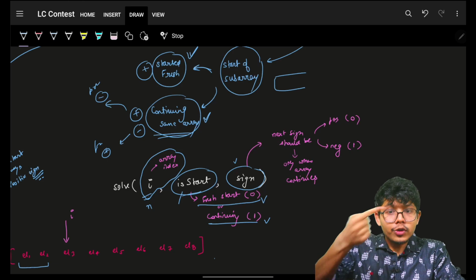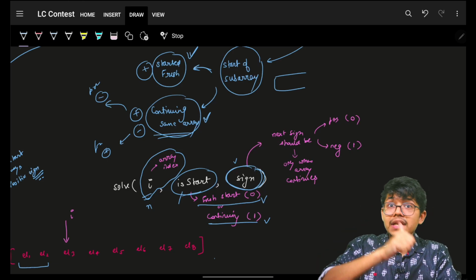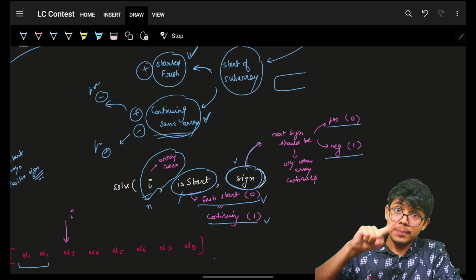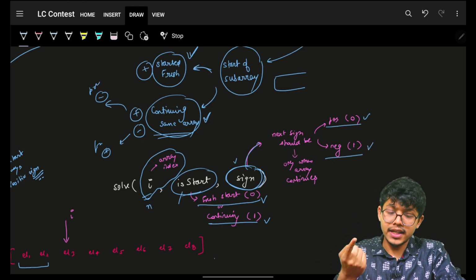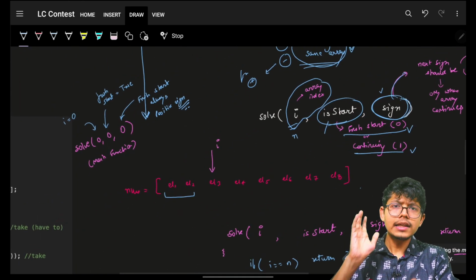On a continuing array, I should be worried about the sign. Again, sign as in the previous sign. So the previous sign can either be positive or a negative. So I will represent my positive sign by a 0 and a negative sign by a 1. Okay, life seems sorted. Let's quickly write the code.